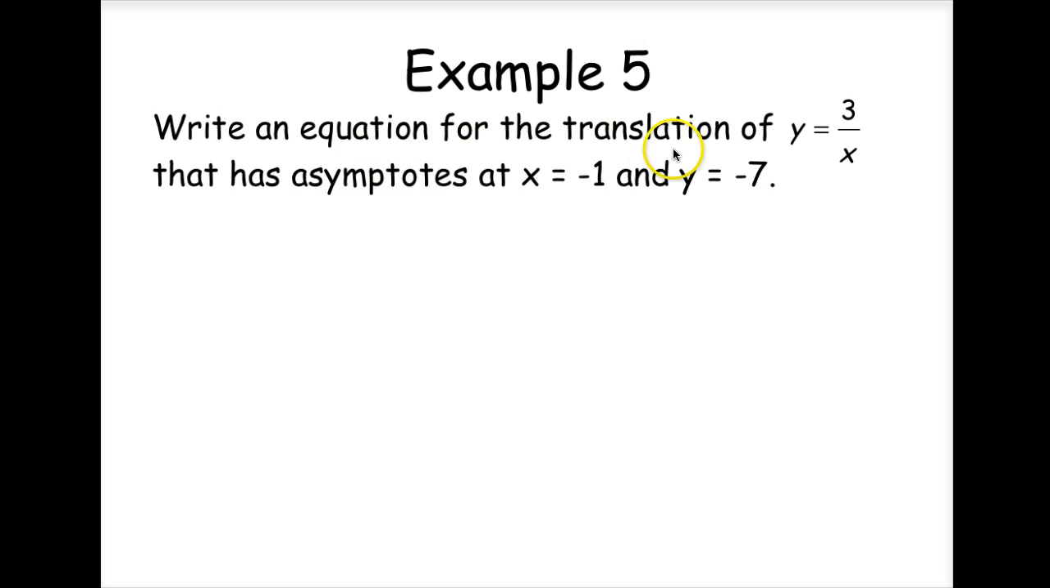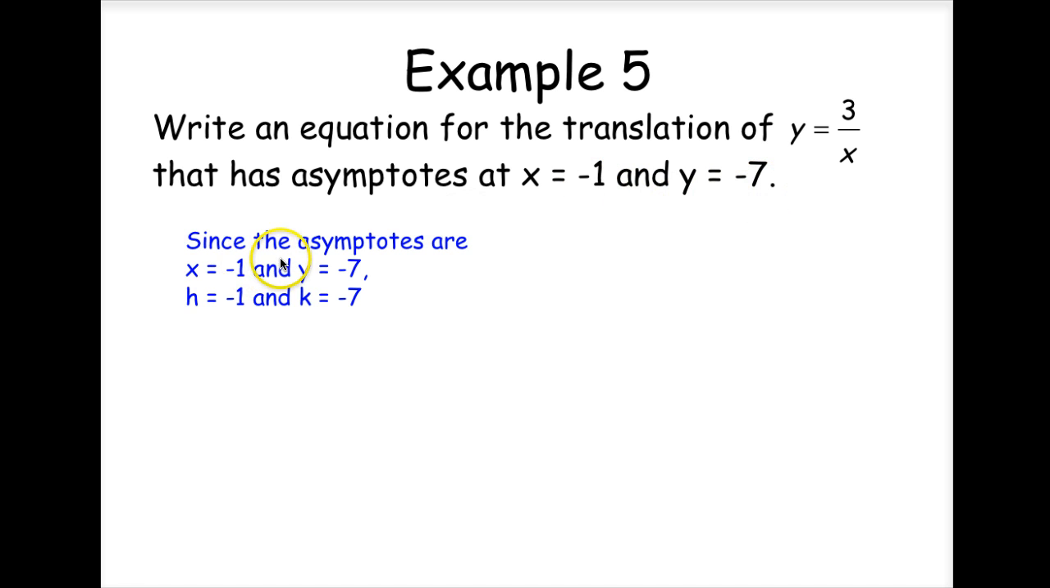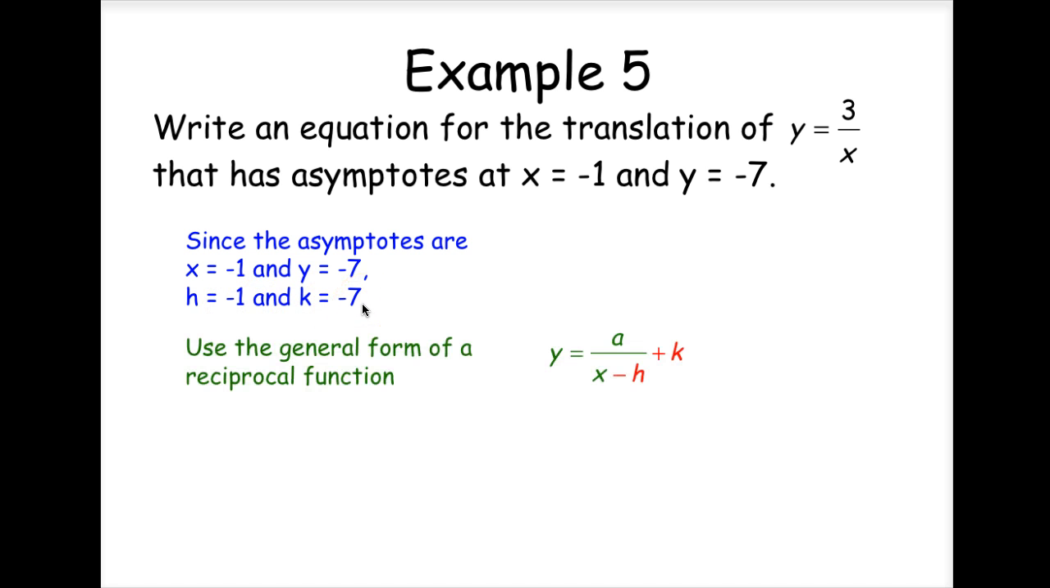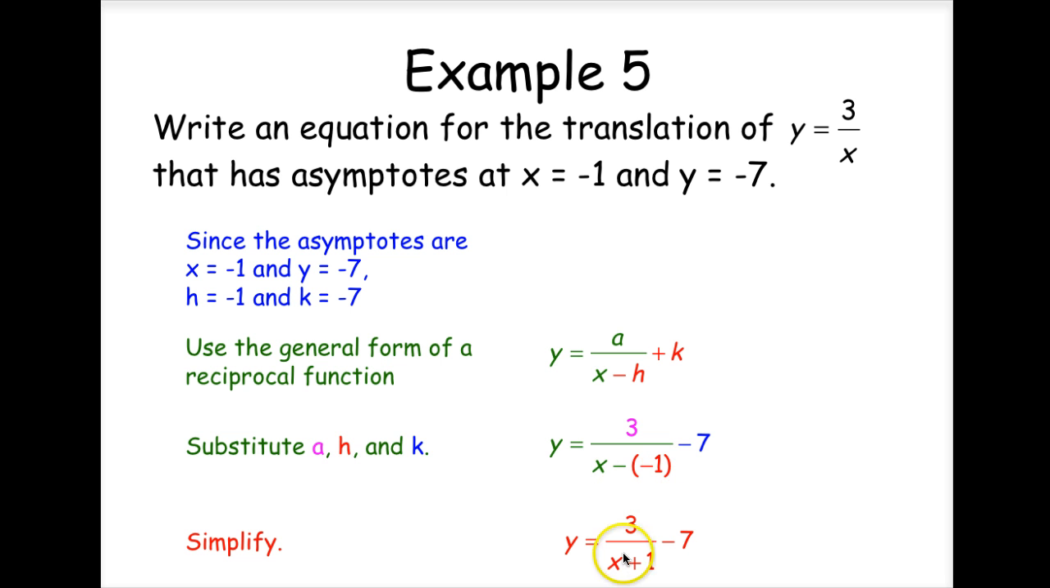Okay, let's write an equation for the translation of y is equal to 3 over x that has asymptotes at x equals -1 and y equals -7. So since the asymptotes are x equals -1 and y equals -7, we know that h is -1 and that k is -7. Using the general form of a reciprocal function, we're going to substitute in a -1 for h and a -7 for k, and then simplify. Very good. Let's do a little practice on our own.